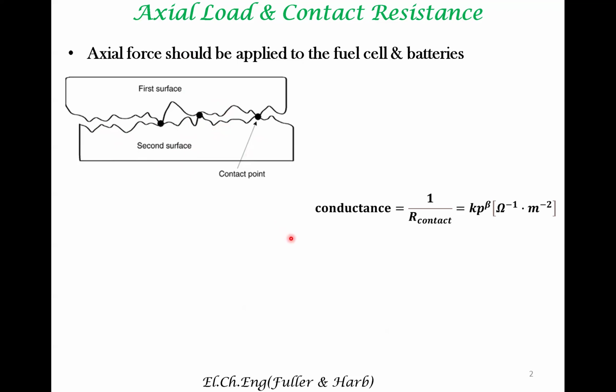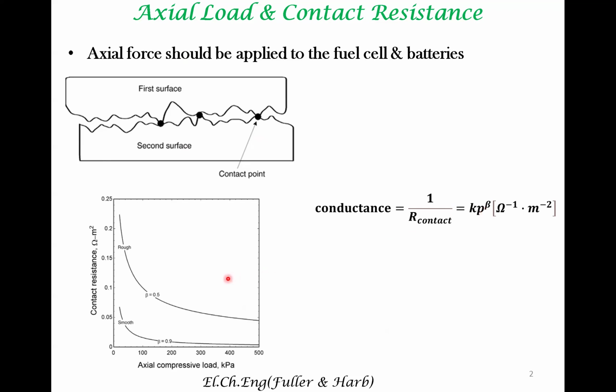An empirical relationship is provided here. The conductance, which is inversely proportional to contact resistance, is proportional to some constant times the amount of axial load you apply, raised to an exponent which has to be obtained experimentally. So some plot in the context of fuel cell is shown here.